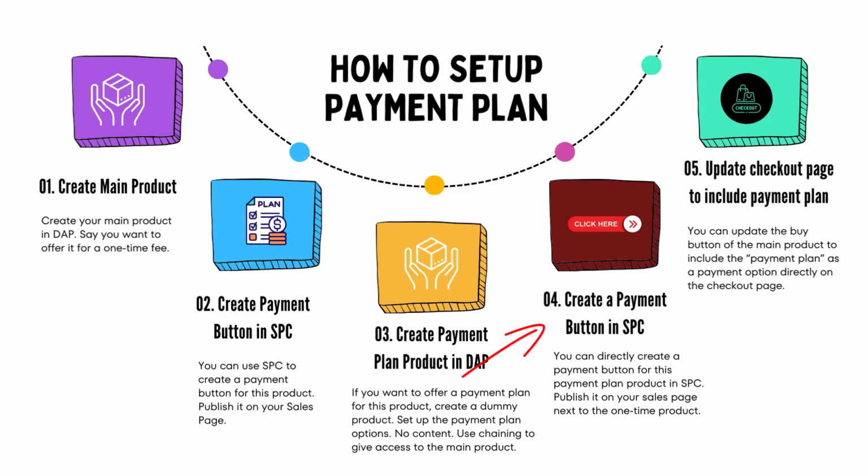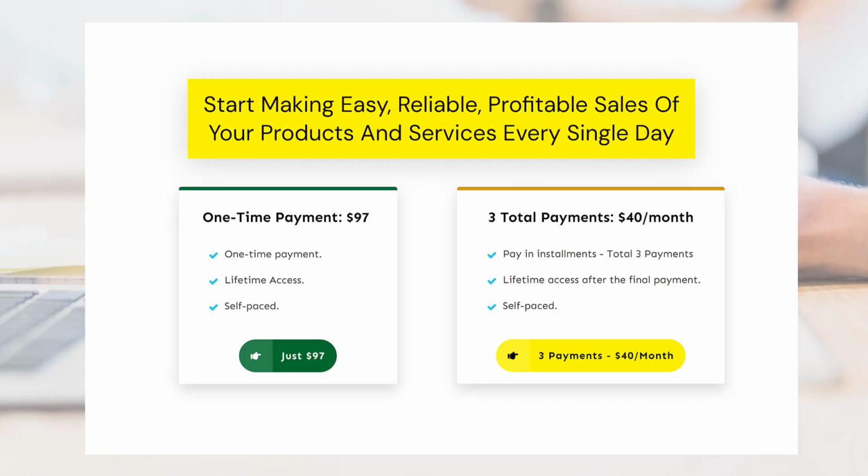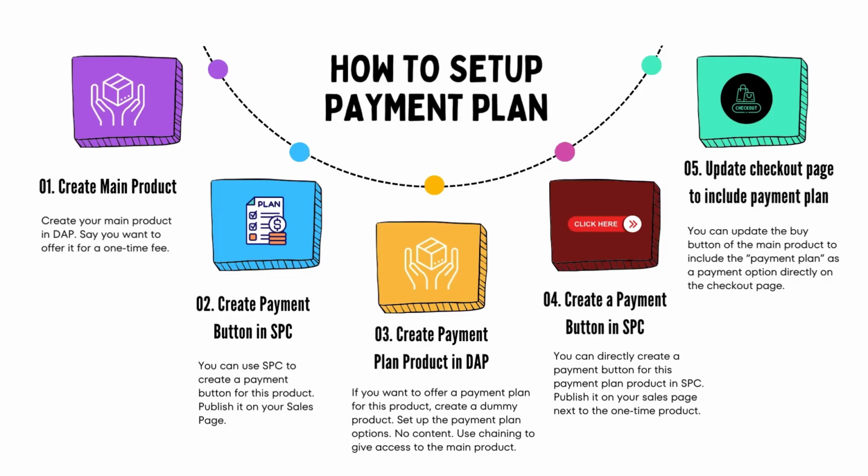And the next thing is how do you create a payment button? How do you give them the payment plan option? There are two ways you can do it. You can create a payment button directly for this payment plan product. This is a dummy product, but you can create a payment button for this product in SPC and publish it directly on your sales page. That's what I do. When I want to offer a payment plan, I just create a payment button directly for my product that I have in dApp, and I add that to my sales page. So you can add it to your pricing table on your sales page.